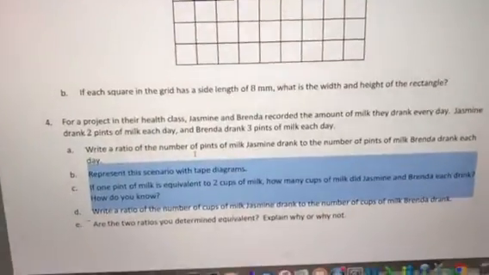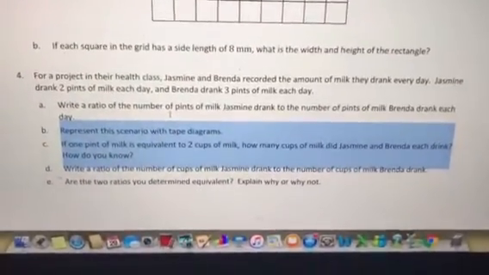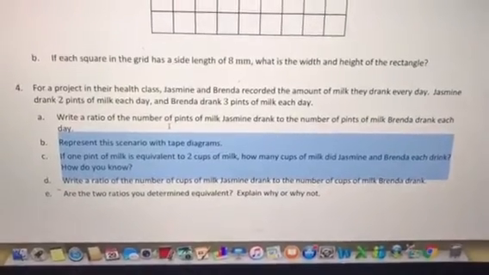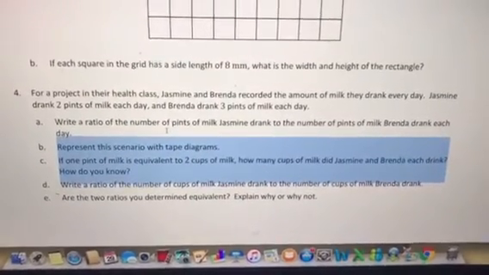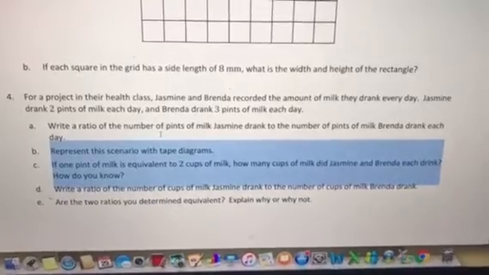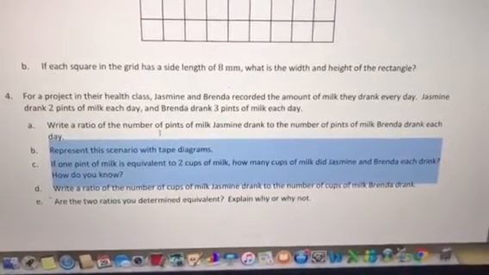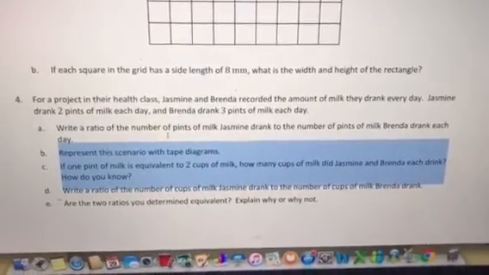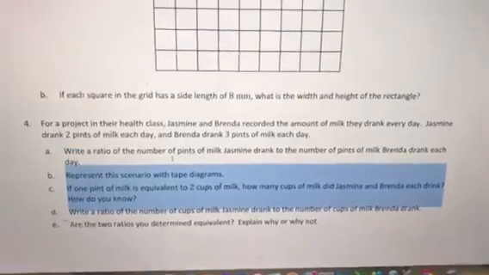All right, Barbara, so I'm going to answer your question for 4C. So 4C says, for a project in their health class, Jasmine and Brenda recorded the amount of milk they drink every day. Jasmine drank 2 pints of milk each day, and Brenda drank 3 pints each day.